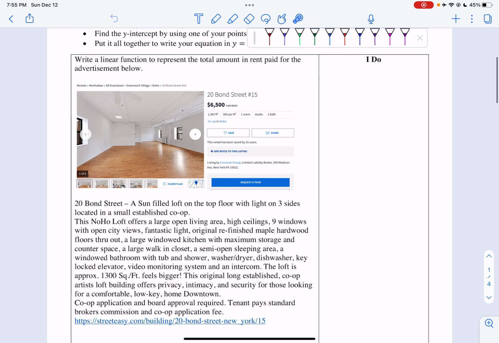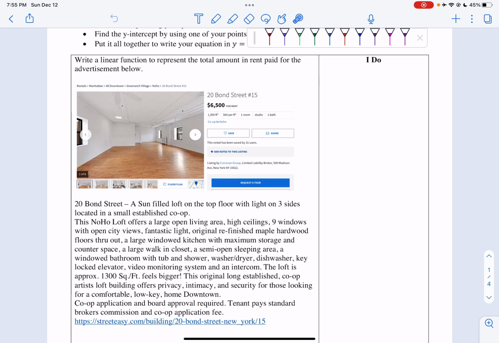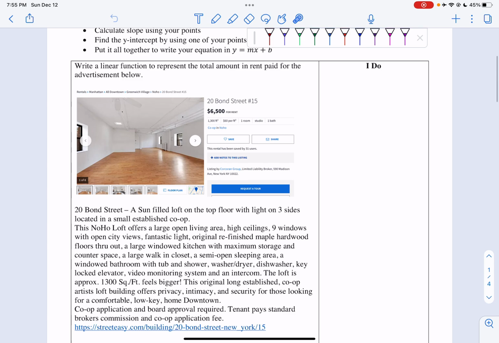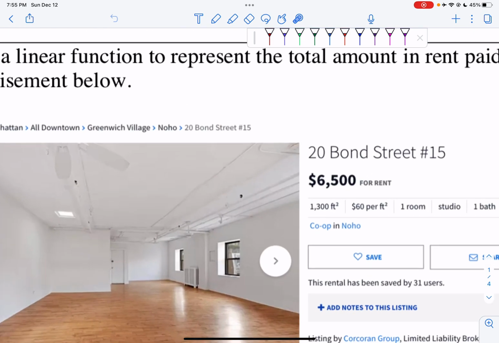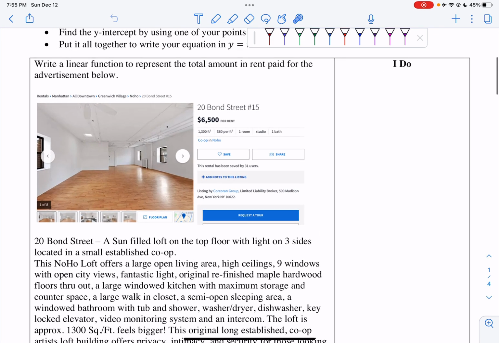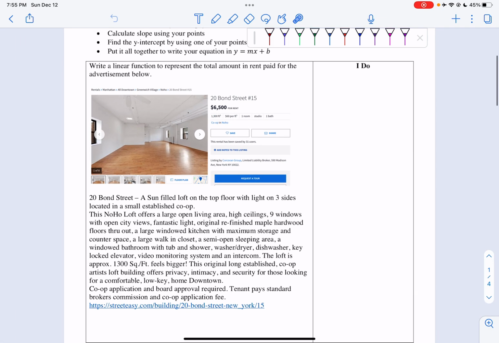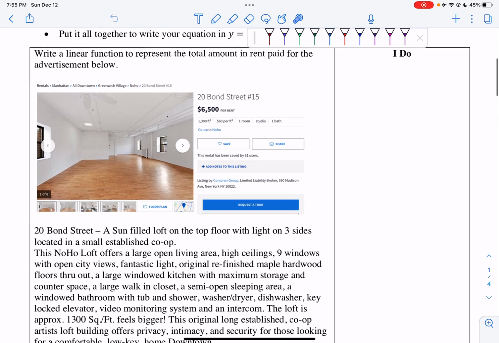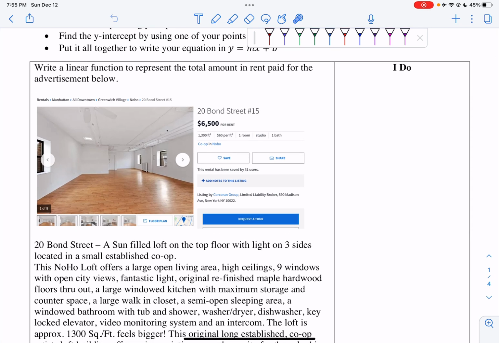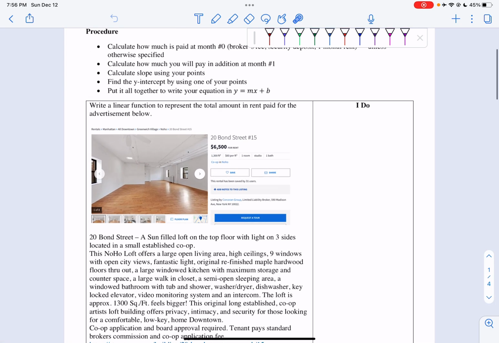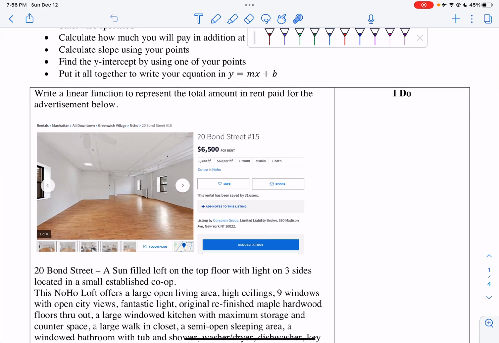So let's look at this loft in, I believe, NoHo, which is north of Houston. And if you look, it's pretty expensive. So what we're going to do is write a linear function for this very, very nice apartment at Bond Street, which actually I pass on my walks home. So here's the first thing we're going to do. We want to find out how much we have to pay at month 0. So month 0.